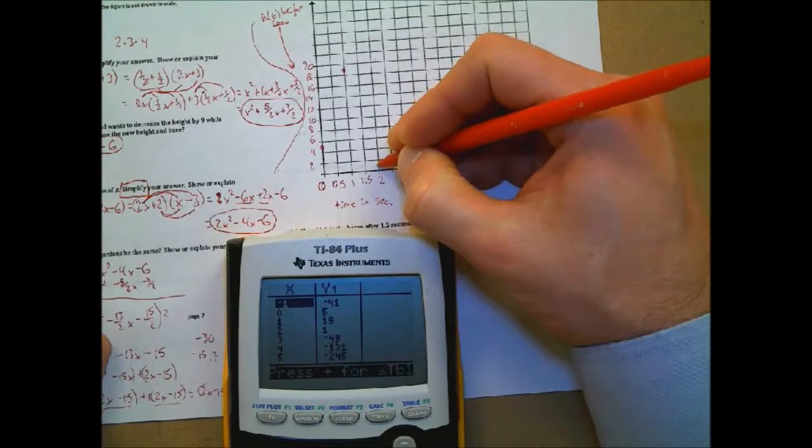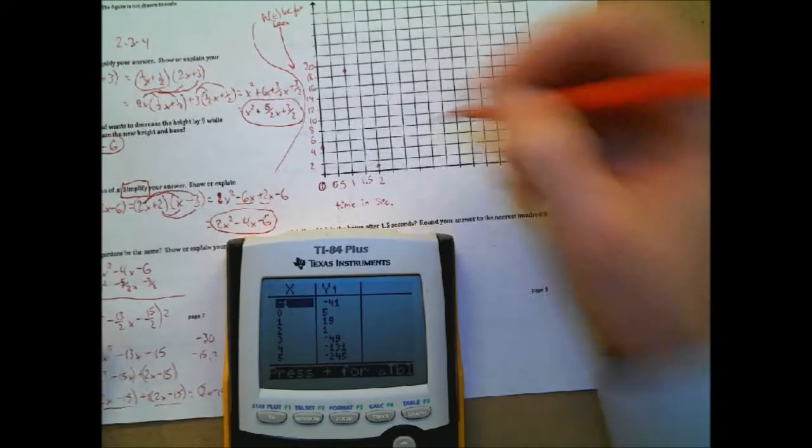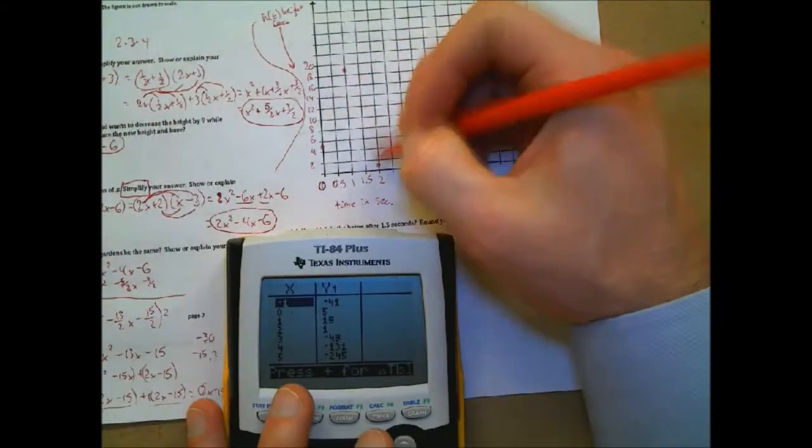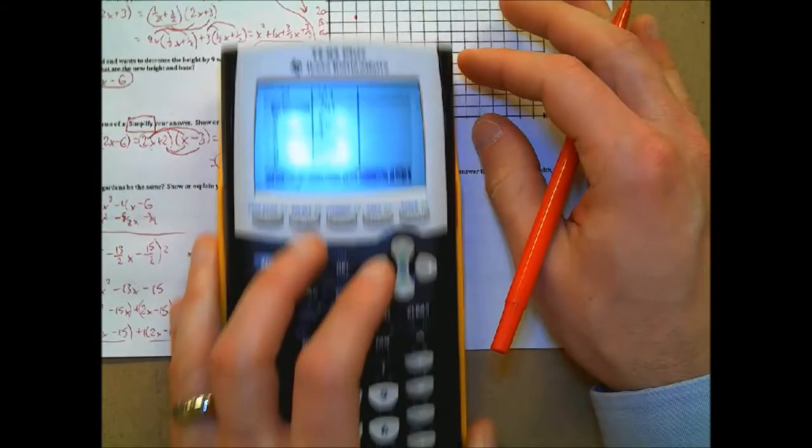So like right there. Okay? And that's good enough for me. We can just go ahead and connect the dots. If you want to get more points here, I'll show you how to do that.